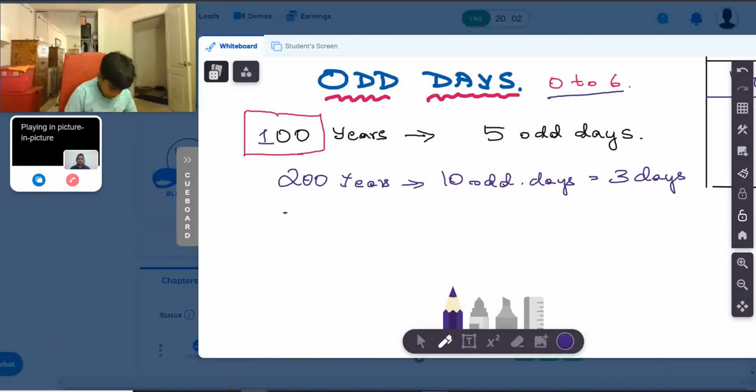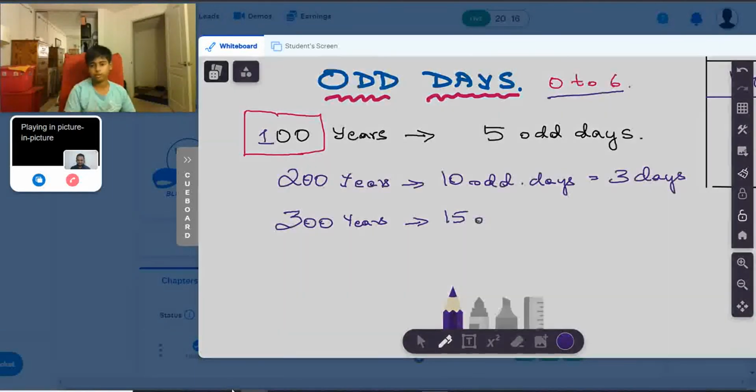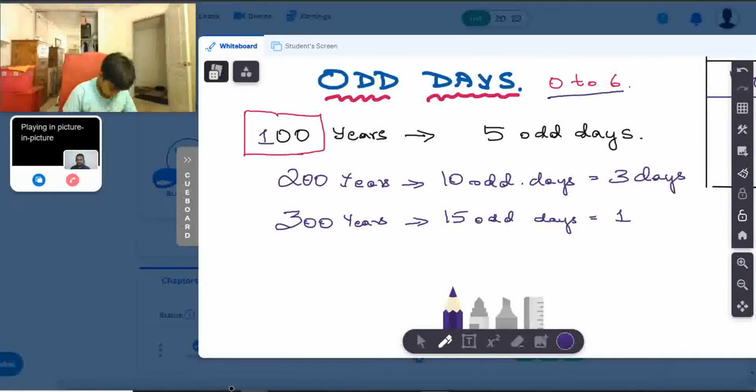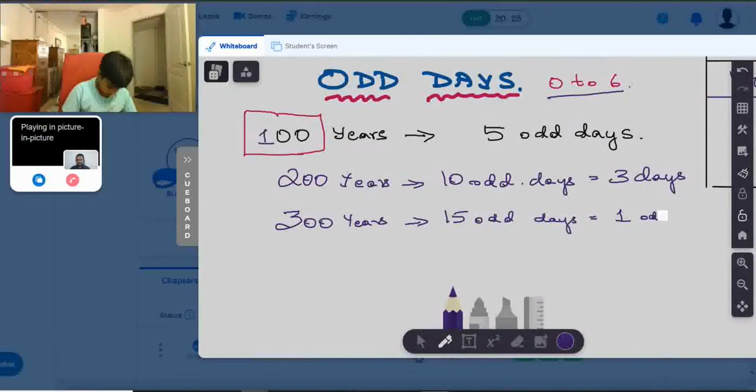Good. So now let's go to 300. Don't worry, from here on it will be a little easy because you have understood the concept. So how many odd days will be there in 300 years? It would be 15, so there would be 1 odd day. That's a lot quicker. So 1 odd day.